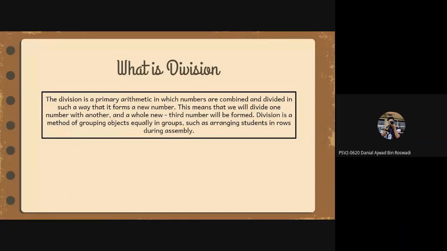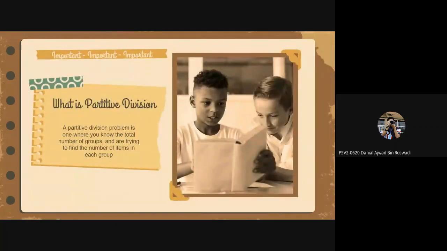What is division? Division is a primary arithmetic operation in which numbers are combined and divided in such a way that it forms a new number. This means that we will divide one number with another and a whole number, a third number, will be formed. Division is a method of grouping objects equally in groups, such as arranging students in rows during assembly.